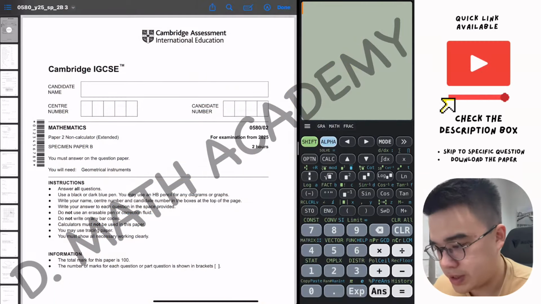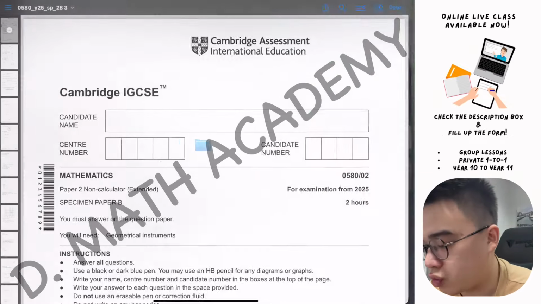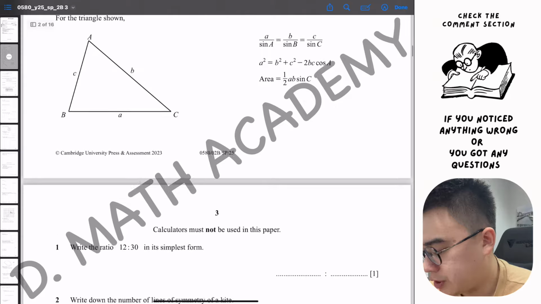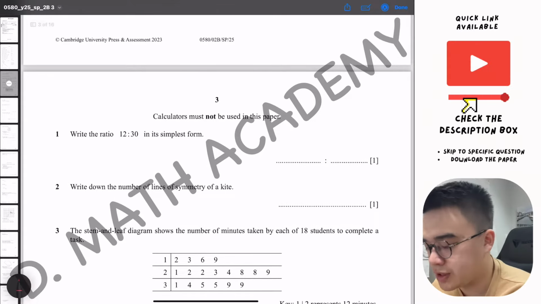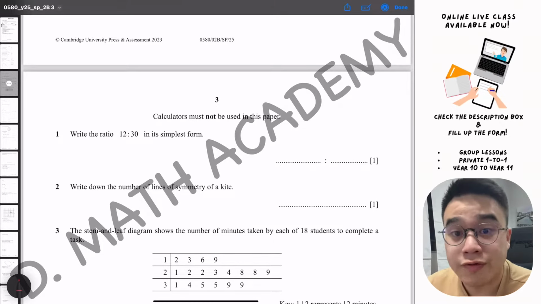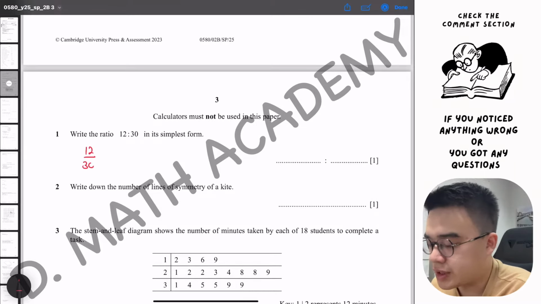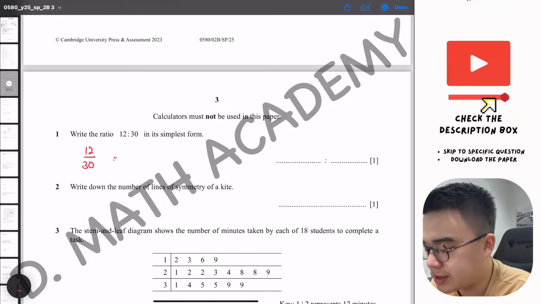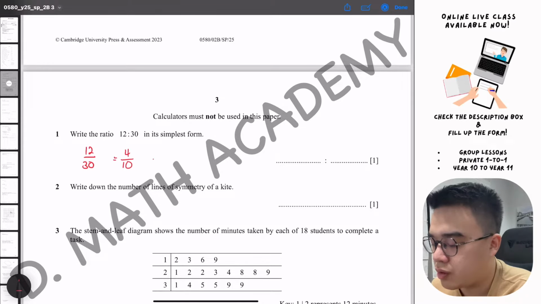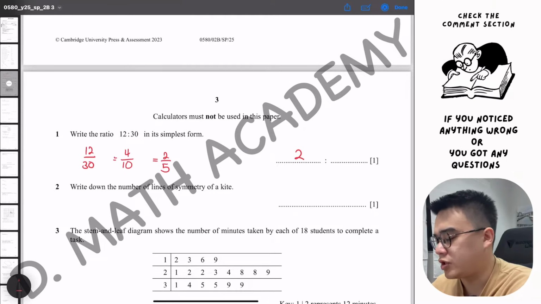All right, so this is paper 2. As per usual, it's a non-calculator paper, so we have to get rid of the calculator and let's get started here. First question, asking us to show it in the simplest form. This one's quite straightforward. All you need to do is show it in fraction, then it should be solvable very directly. Both of them are divisible by 3, making it 10 and 4. If you divide it further by 2, you will get 2 and 5. So 2, 5 should be the final ratio here.